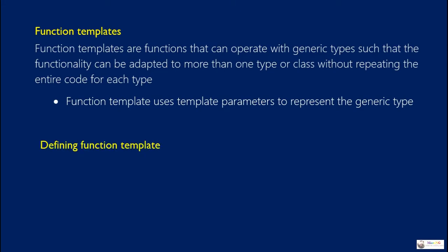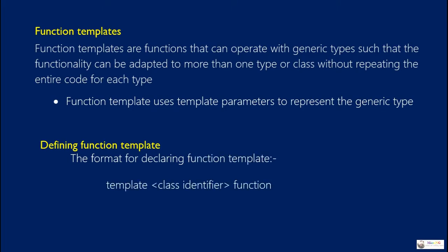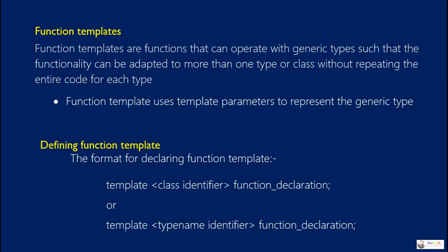Defining function template. The format for declaring function template starts with the keyword template followed by a less than and greater than symbol. Within the less than and greater than symbol, we have to use either the keyword class or typename followed by a valid C++ identifier. This identifier acts as the template parameter, followed by either function declaration or function definition.